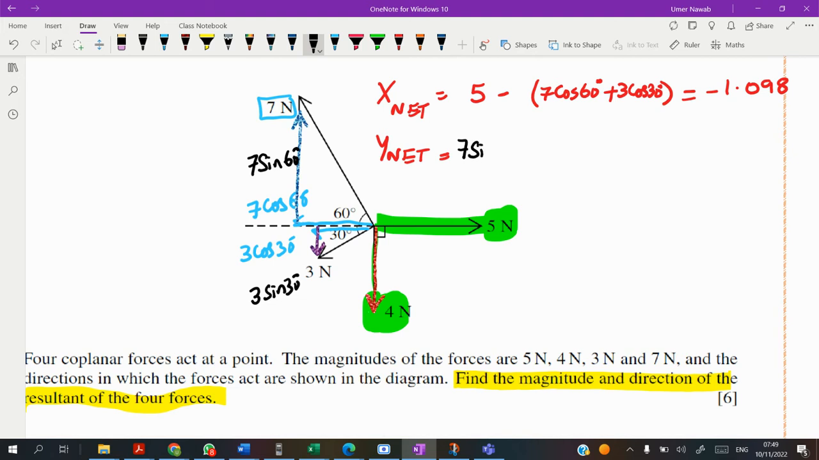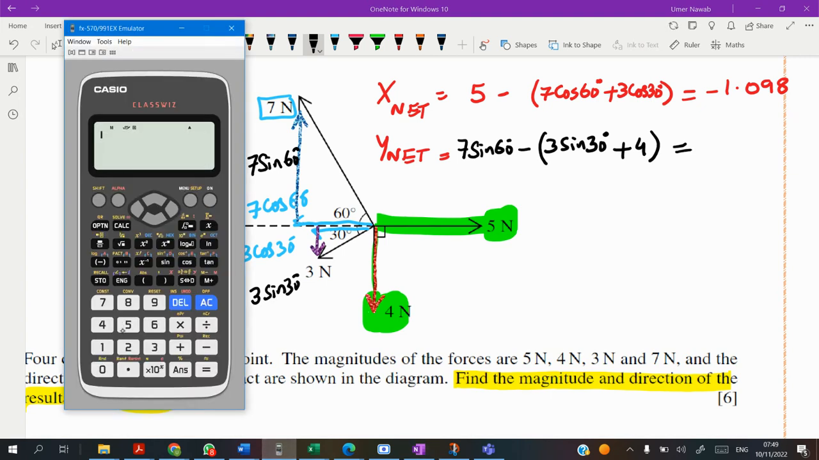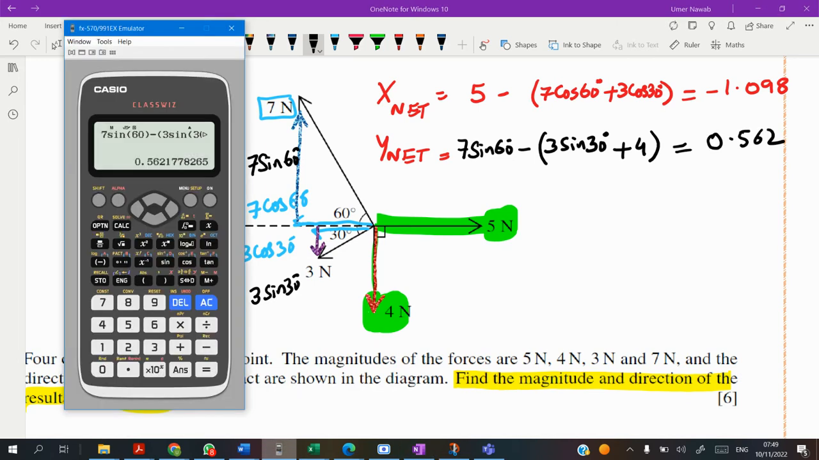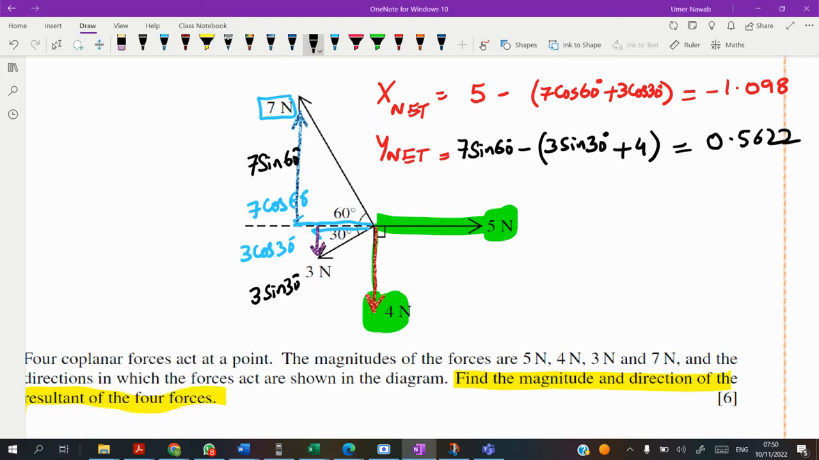So I'm gonna write 7 sine 60 minus 3 sine 30 plus 4 downward. So let's try to calculate it. 7 sine 60, close the bracket, minus 3 sine 30, close the bracket, plus 4, close the bracket. Yes, what is the answer? We got 0.562. Write it to four significant figures.